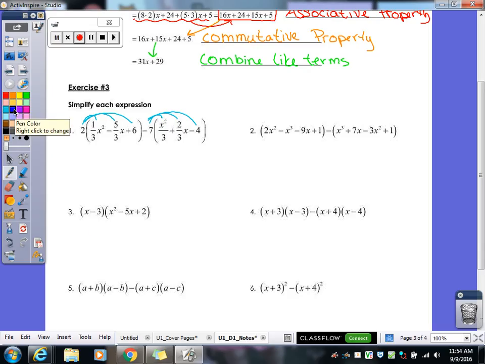So 2 times my 1/3 would give me a 2/3 x squared. Two times my -5/3 would give us a -10/3 x. And then the easy one, 2 times 6, gives us a 12.